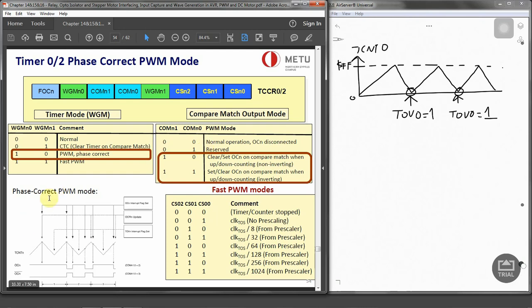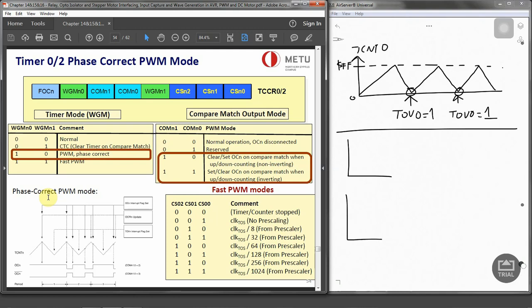What I can say about that is when the COM is 00, it operates in the normal mode, so it's an IO port. But when it is 10, the waveform generator clears the OC0 pin on compare match when counting up and sets it on compare match when counting down. And this is called the non-inverted phase correct PWM, which I'm going to show you with the diagram again.